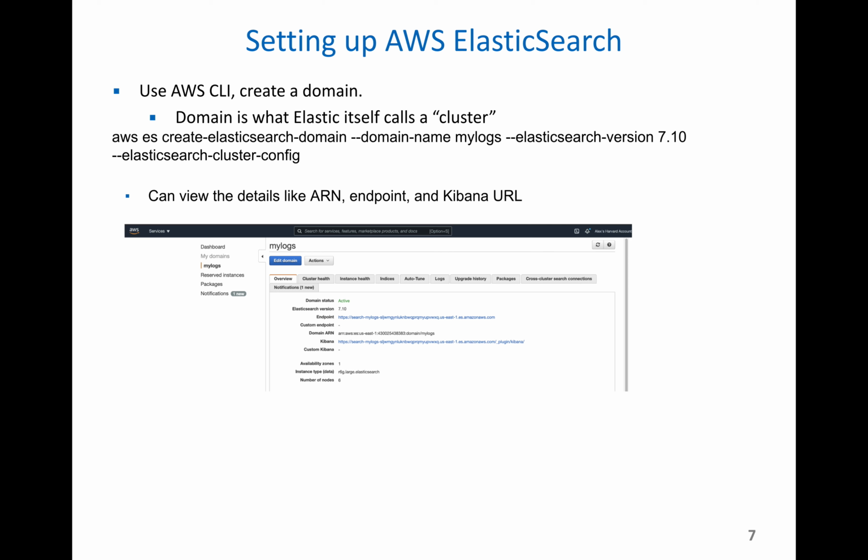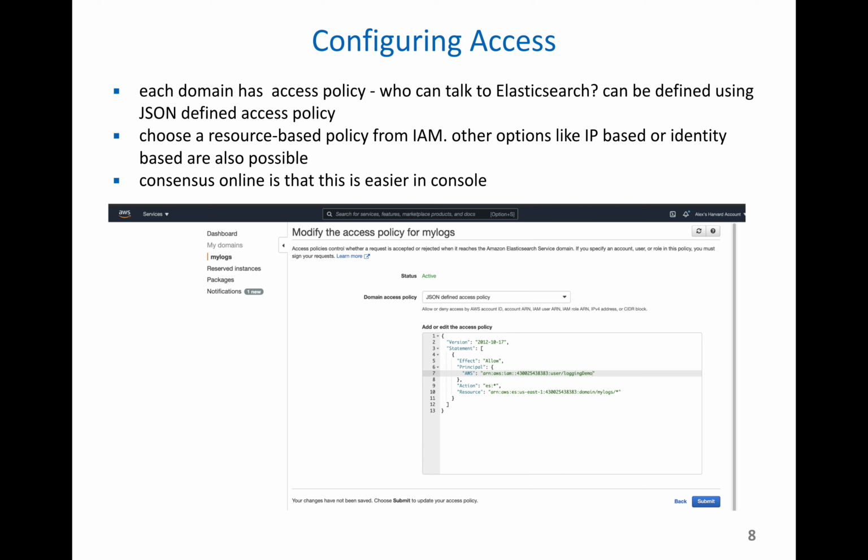So configuring access took me quite a long time, a couple of hours, because each domain has its own access policy of who can actually talk to Elasticsearch. So what permissions would be required for which resources. We've seen these policies before. You can copy paste in JSON or customize it.